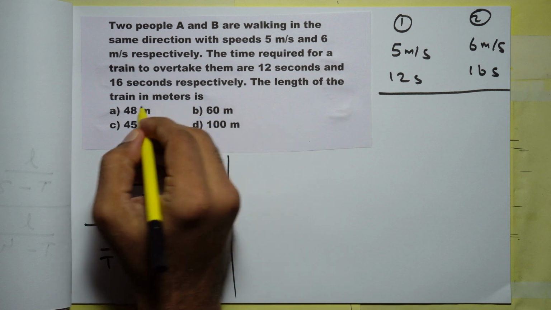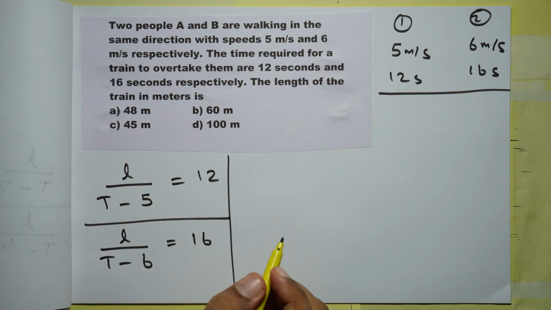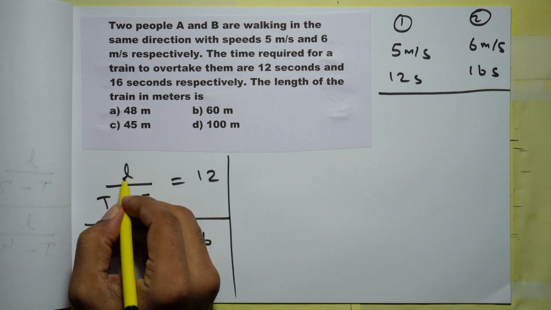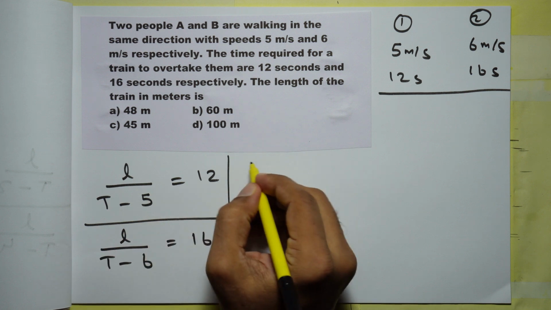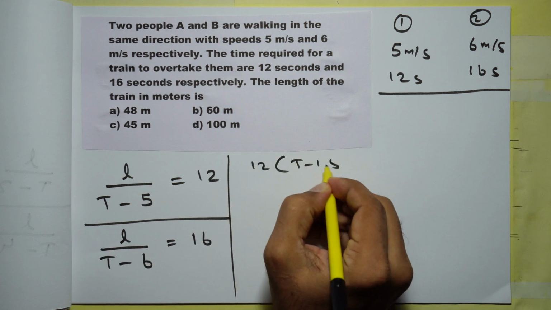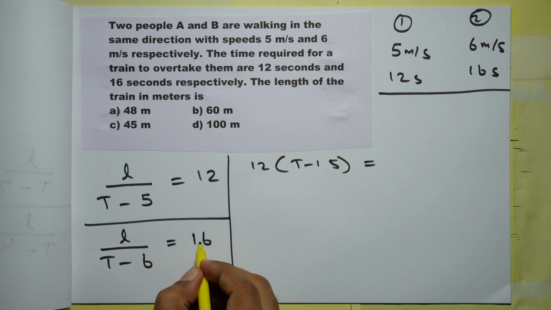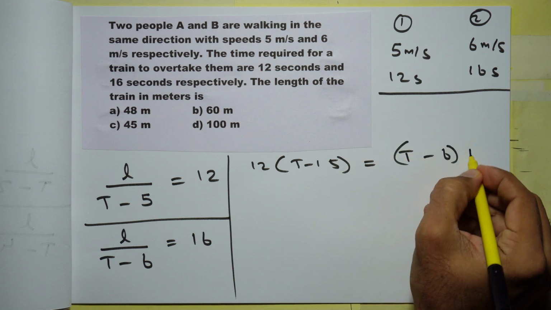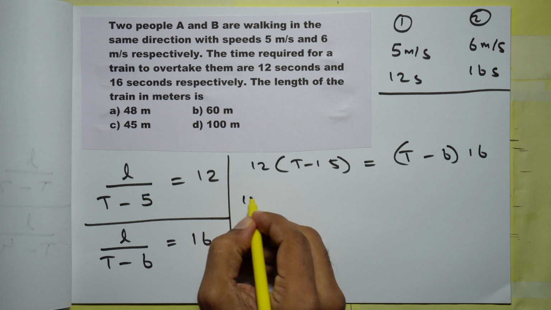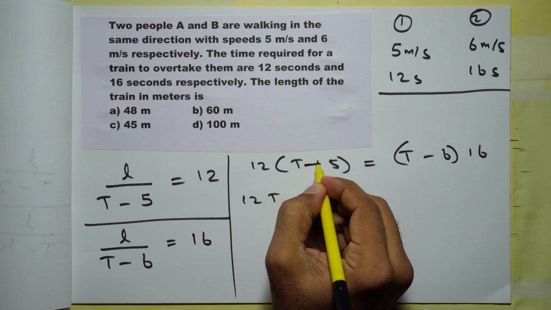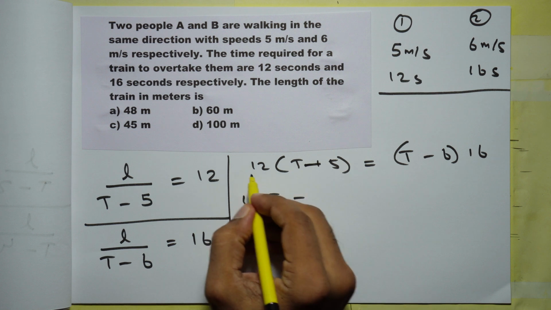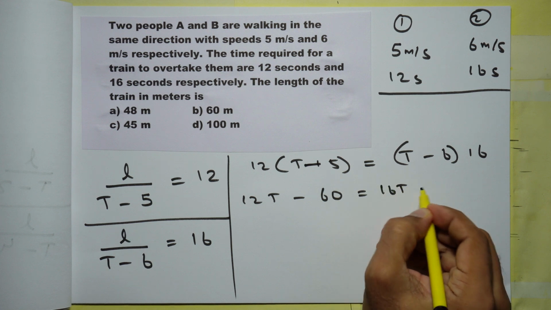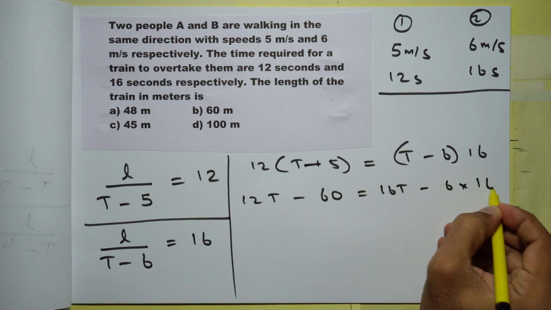The question is length of the train. L is what we need to find out. So first we'll just find out the value of t. So we'll eliminate L. Here you have L is equal to t minus 5 into 12, so 12 into t minus 5. Now here L is equal to 16 into t minus 6. We'll just open it up. 12t, this is t minus 5, so 12t minus 12 into 5, 60, that is equal to 16t minus 6 into 16.